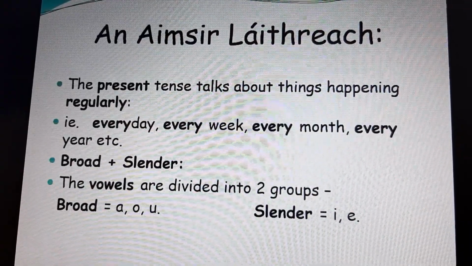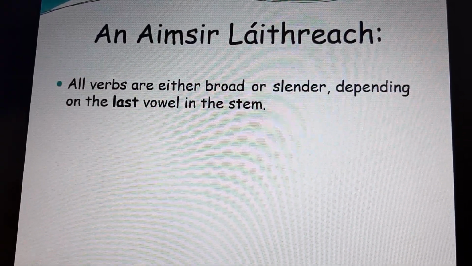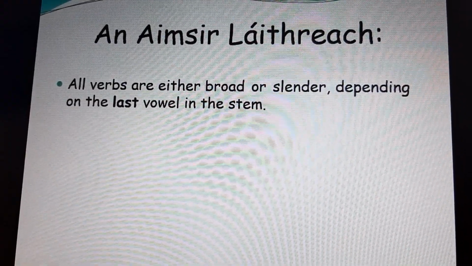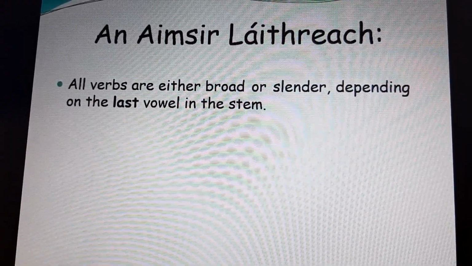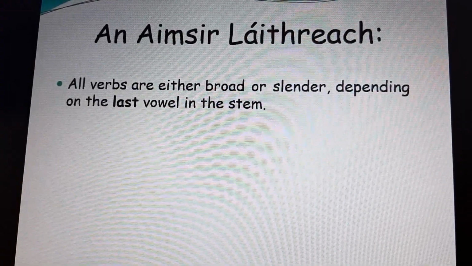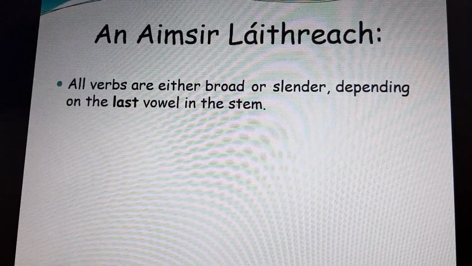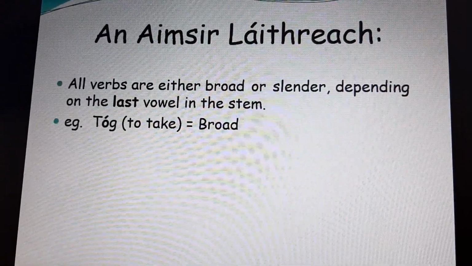So why do I need to know that? Because all verbs are either broad or slender depending on the last vowel in the stem. Now, it doesn't matter if there's 17 vowels in it. If the last vowel is A, O or U, then that's a broad verb. If the last vowel is I or E, then that's a slender verb.